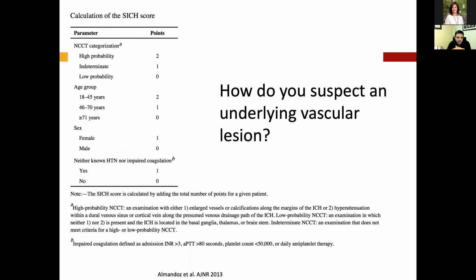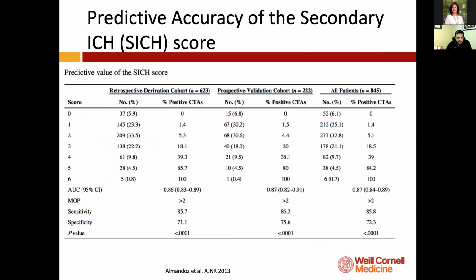And so to help make this easy and objective, there is something called the secondary ICH score, or the SICH score, and it essentially takes into account what your probability is based on the CT findings, the age of the patient, the sex of the patient, and whether the patient has any hypertension history or any impaired coagulation parameters. So with that, you can assign a score, and it's a very easy score to use. There are apps for this.